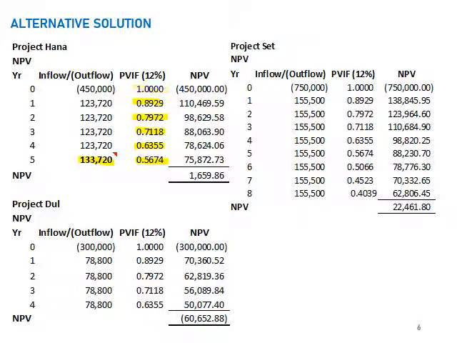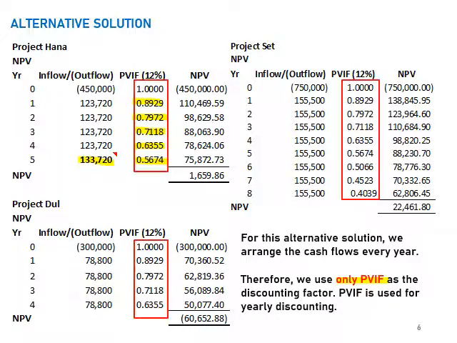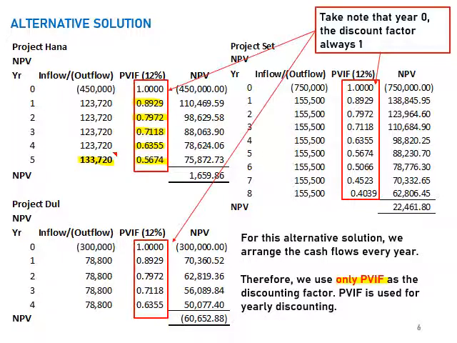Yang ni tak. Dia bukan daripada table. Okay. Untuk alternative solution yang ini, kita akan arrange the cash flow every year. Therefore, kita guna PVIF saja sebab kita nak buat year by year. Okay, so yang ni adalah the discount factor. Yearly, kita susun je accordingly sampai habis. Take note that the year 0, the discount factor always 1.